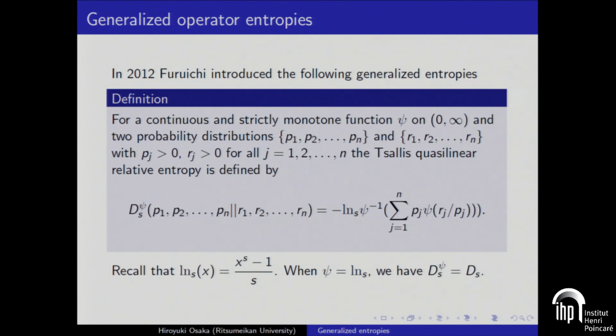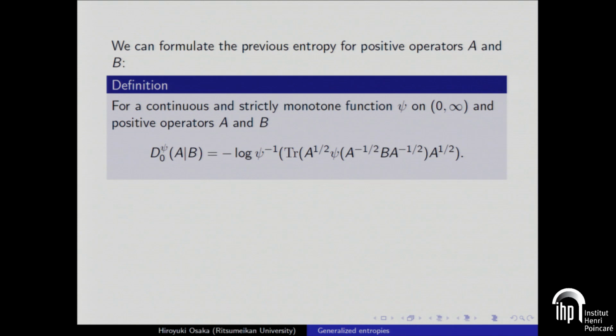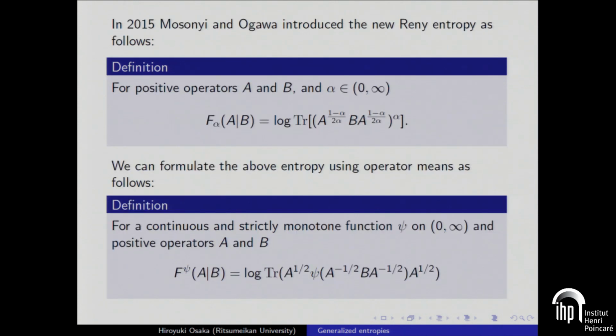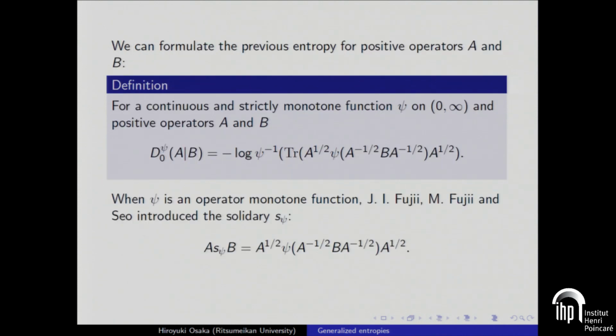Okay. And also, here you can replace it using the trace form with the diagonal matrix P and the diagonal matrix R. That's why you can generalize this entropy to the quantum case like this one. So I defined this for a continuous and strictly monotone function psi. We define it like this, just defined now. Here you can find a form similar to operator mean, and also if psi is the logarithm, in this case we can say it is Tsallis.